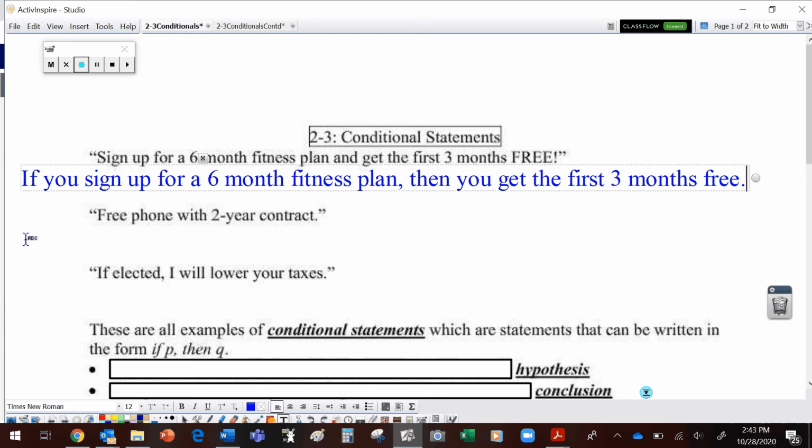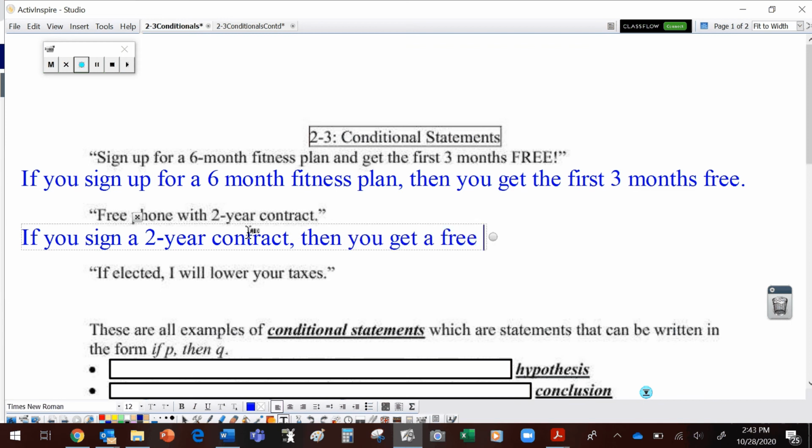Okay, the next one. What condition needs to be satisfied? Well, if you sign the contract, okay, so that's the condition that needs to be satisfied, then you get a free phone. And if elected, I will lower your taxes. Well, this one's pretty much already there. If I am elected, then I will lower your taxes.